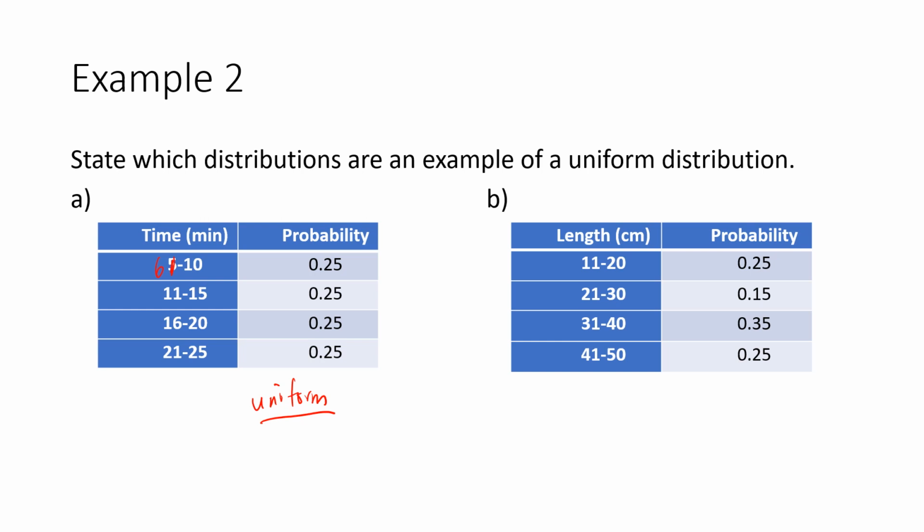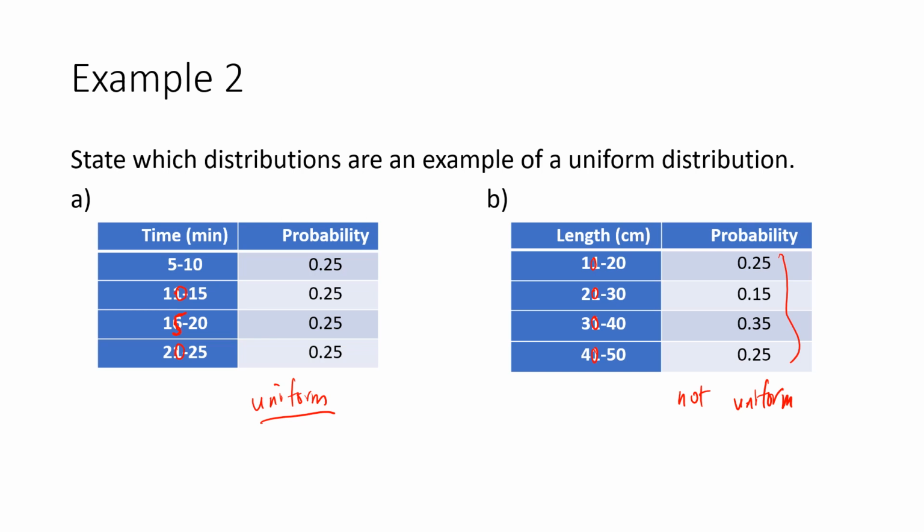Now, next up, we have B, and the probabilities are not the same, so this is not uniform. Okay. Actually, we do have one correction we need to make here. We should write 5 to 10 here, and this should be 10 to 15, 15 to 20, and 20 to 25. This can be 10 to 20, 20 to 30, 30 to 40, and 40 to 50, like so.